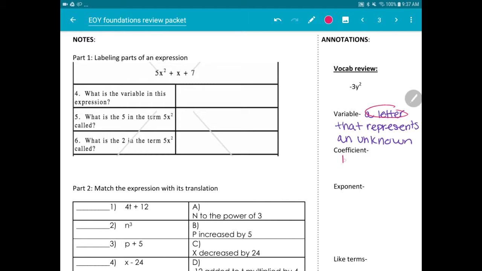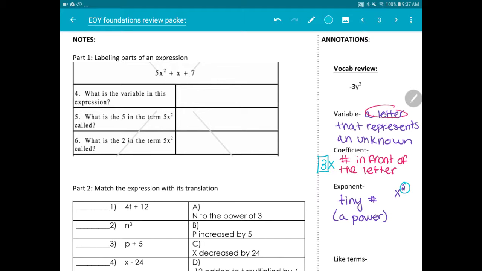Our coefficient is the number in front of the letter. Okay, our exponent is the tiny number next to the variable, to the right, but it's a power. So it looks like this. So right here would be my exponent. Okay, for coefficient, let me give you that example since I didn't.